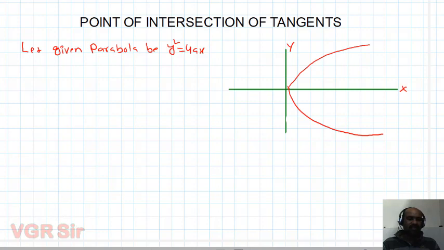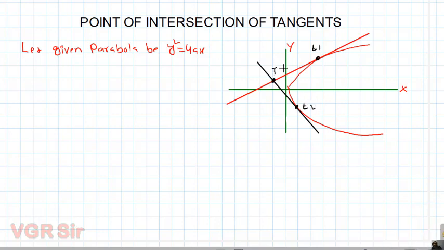Now I want to draw two tangents at any two points on the parabola. So this is one tangent, and say this is another tangent. Say this is the point T1 and T2. At T1 and at T2 two tangents are drawn. Let them meet at the point T. Now I want to find the coordinates of point T.